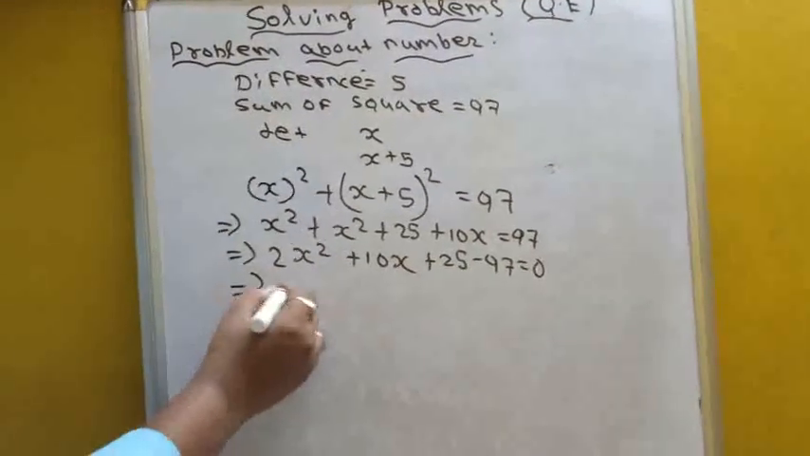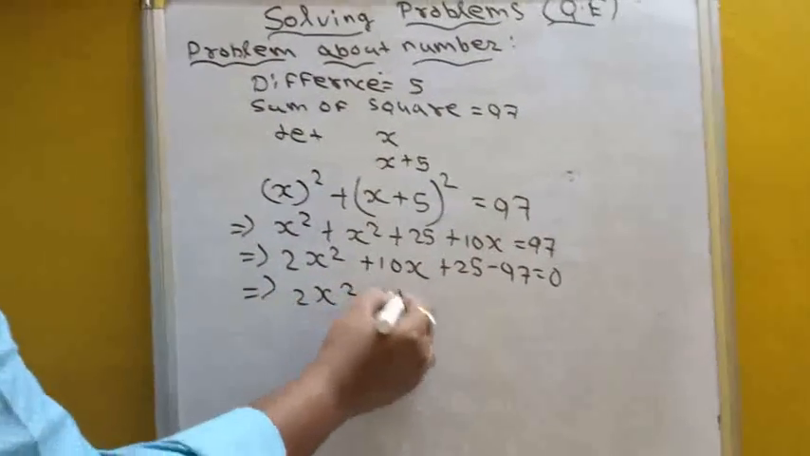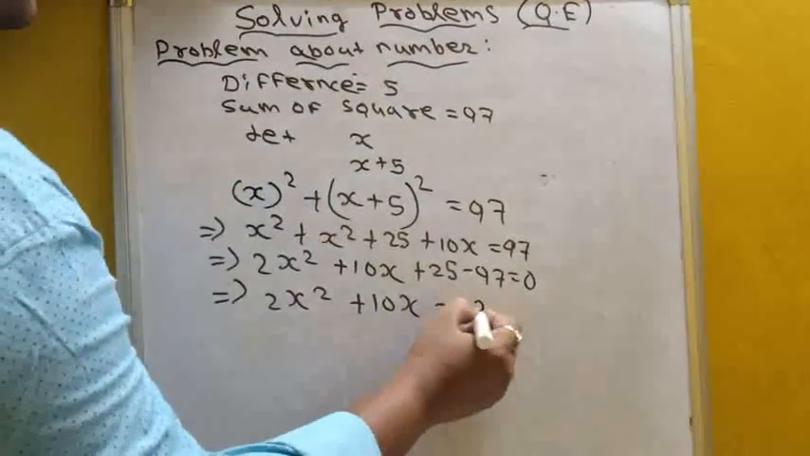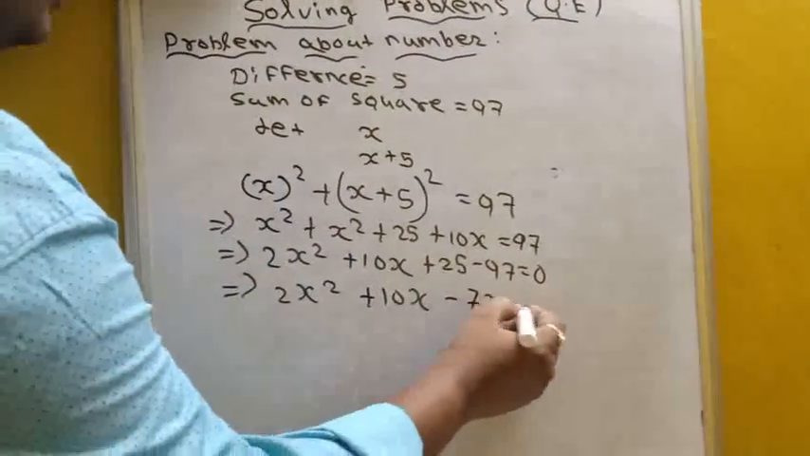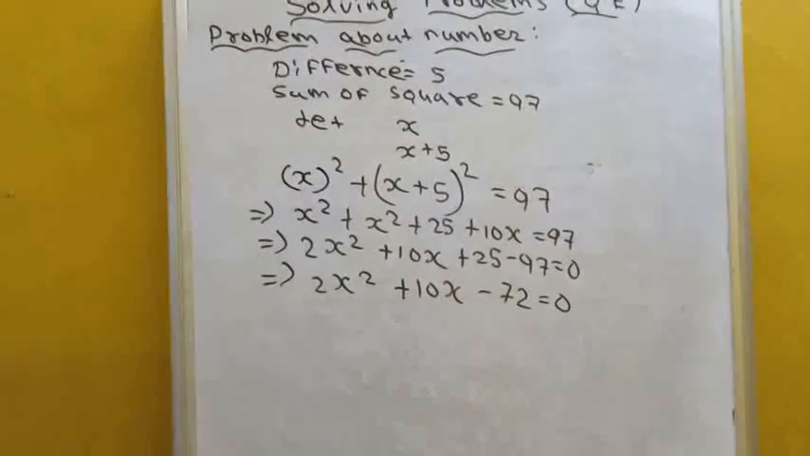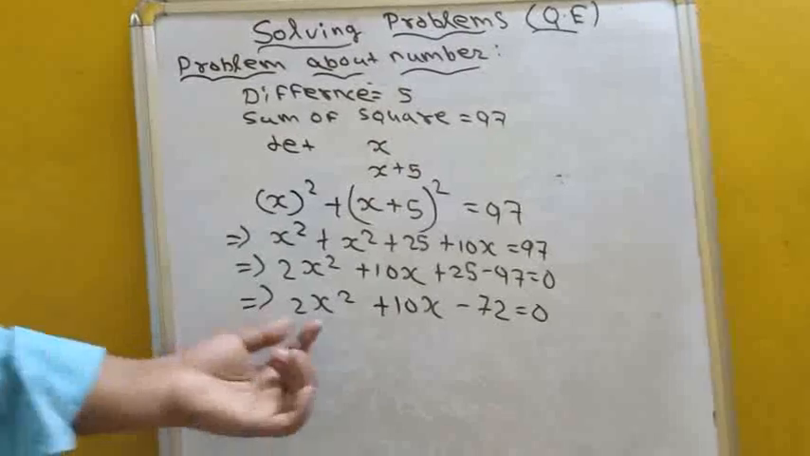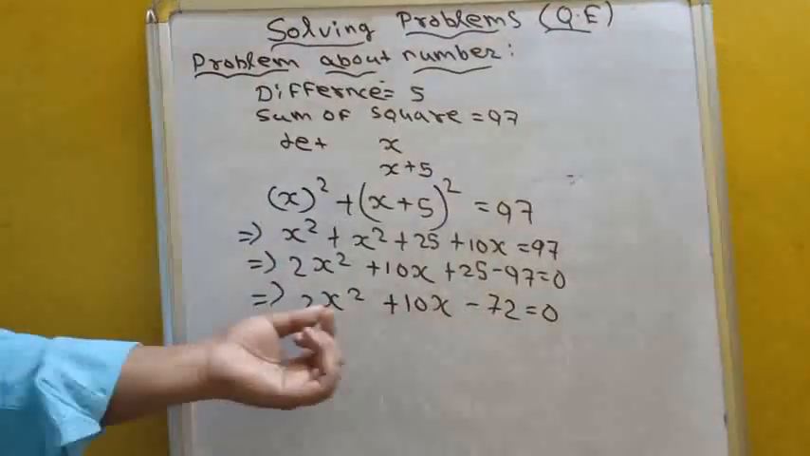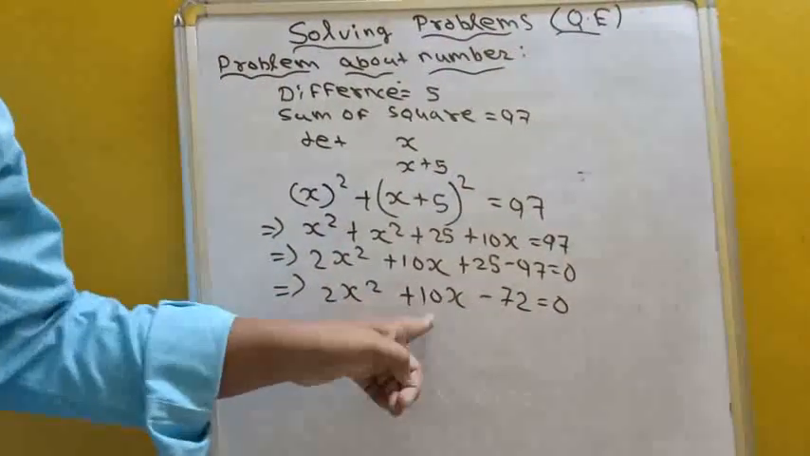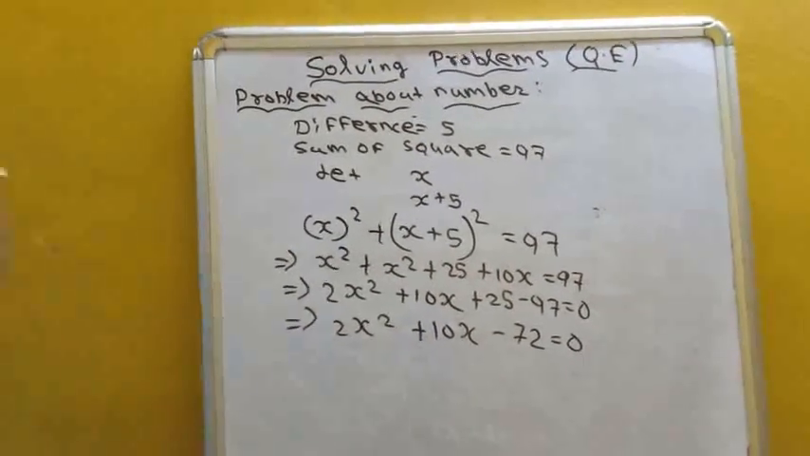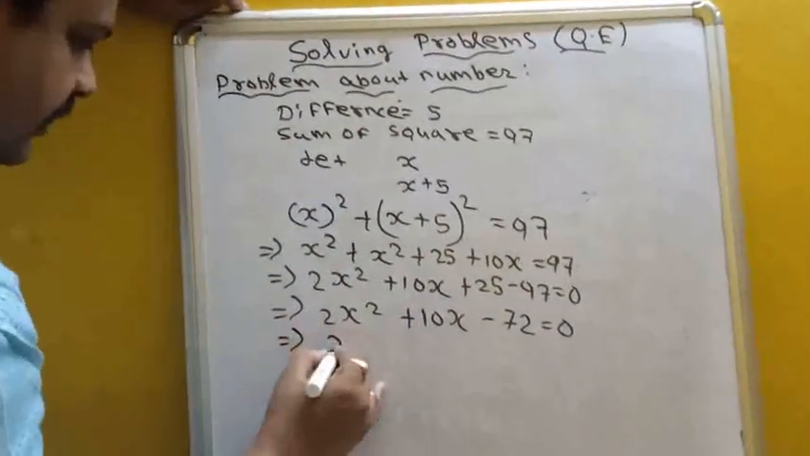So what are you getting? 2x square plus 10x minus 72 equals 0. Then you can find out. Take out the common factor and find out. You know that the product of these two numbers equals 144 and the addition equals 10. 12 and 2 you can find out easily. Okay, otherwise what do you have to take?